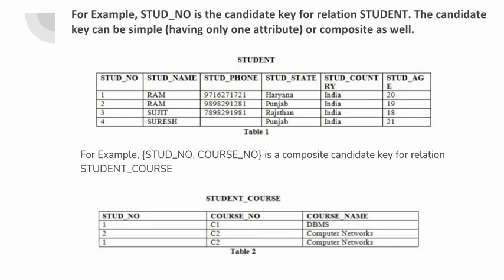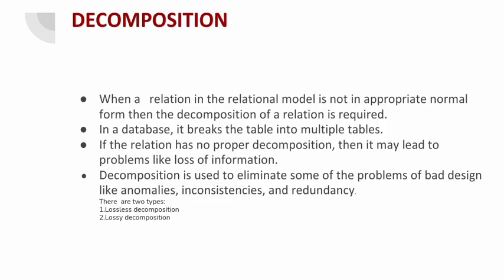And another example, student number, course number is a composite candidate key for relation student course. This student course table shows 3 attributes, that is student number, course number and course name.